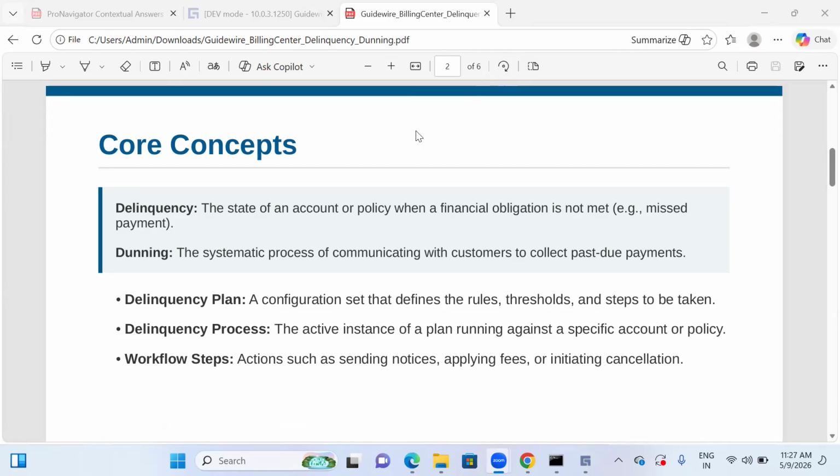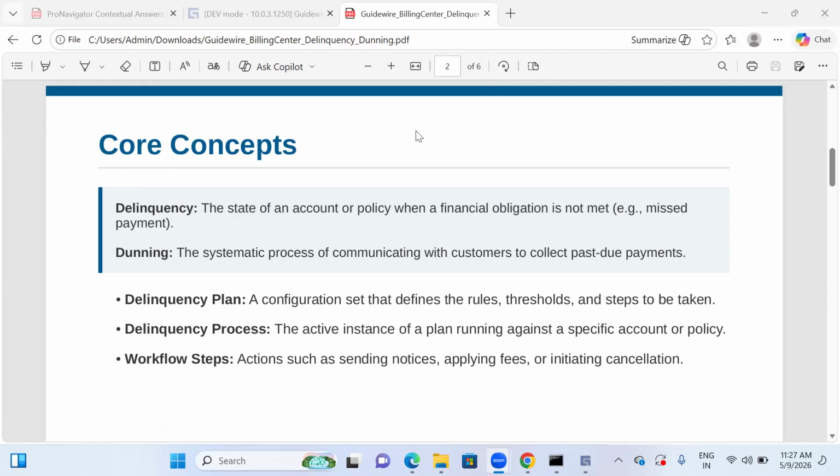Delinquency is a state of an account when any financial obligation is not met. For example, someone has to pay the premium on time. Okay, so the renewal date is so and so. Within the renewal date, if the customer has not paid, it will automatically be converted into delinquency status. From there onwards, the insurer can provide a month's time or so. Within that time, the customer has to pay if there are any charges applicable. So this is what we call delinquency, or delinquency plans.